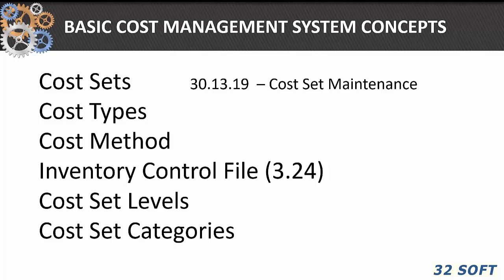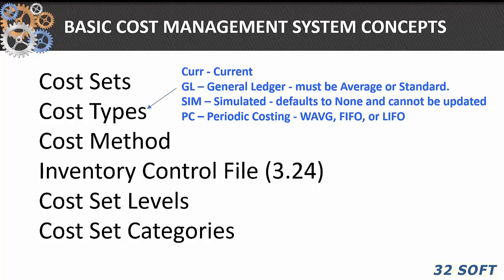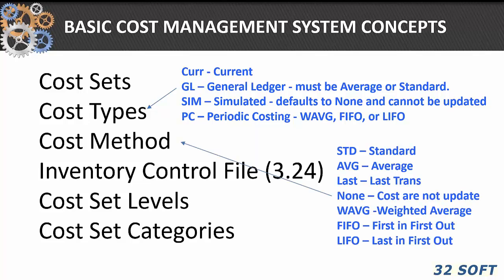So you set up those costs in 30.13.19. You set up as many as you want. There's basically the 4 types of cost, either current, general ledger, simulated, or the periodic costs that we saw. The cost methods can be either standard, average, last, none. And then with the product or periodic costing, you can have your weighted average, FIFO, or LIFO cost. And these are controlled in basically your inventory control file, your 3.24 or your 36.9.2. And we'll look at cost levels and cost categories.